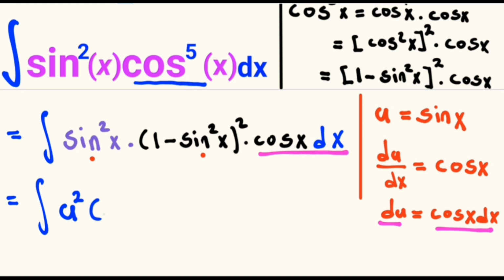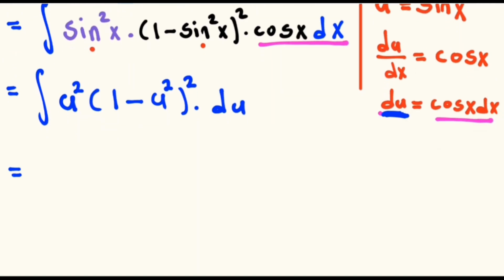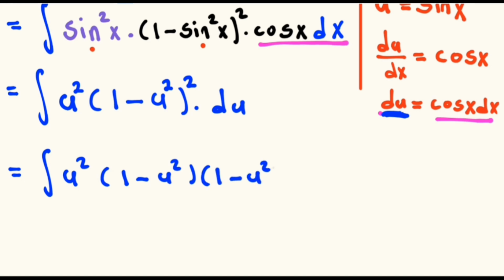This will be multiplied by 1 minus sine squared x, and in the place of the sine, we substitute the u, but the sine is raised to the power 2, so even the u will be raised to the power 2, and this will be squared. And like I said, in the place of the cos x dx, we are going to substitute the du. We have the integral of u squared into 1 minus u squared, so we expand 1 minus u squared multiplied by 1 minus u squared du, and this will be equal to the integral of u squared.